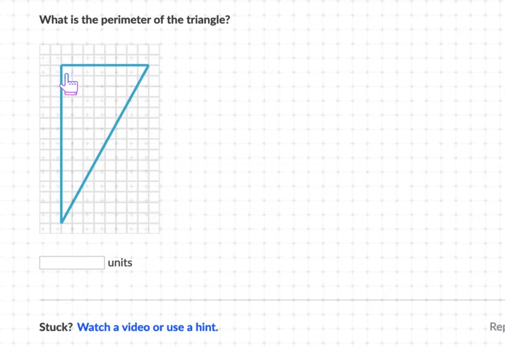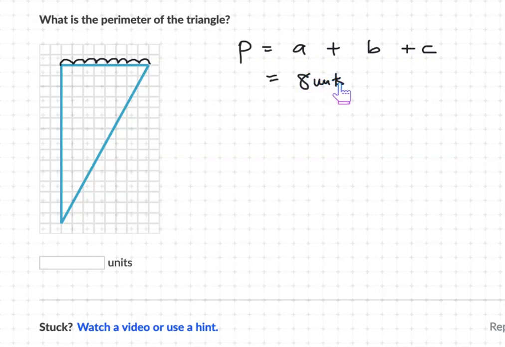Okay, so in this problem, we need to find the perimeter. Perimeter is adding up all the sides, so it's adding up a plus b plus c. I do have two of those sides. By counting 1, 2, 3, 4, 5, 6, 7, 8, I have 8 units. For one side, I count 1 through 15, and then I have 15 units.